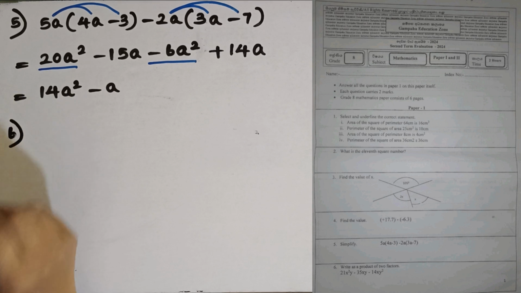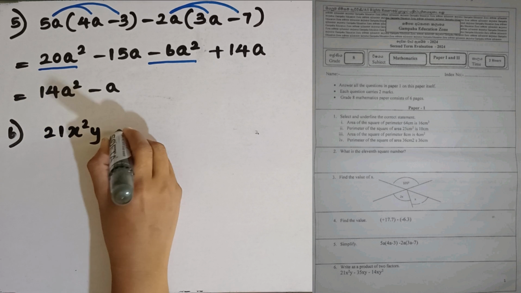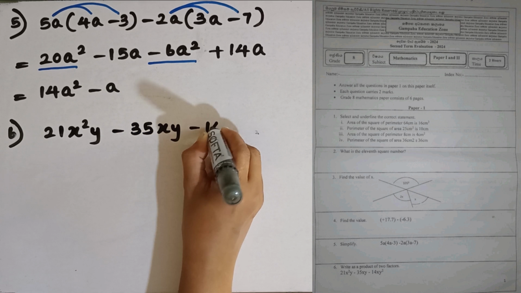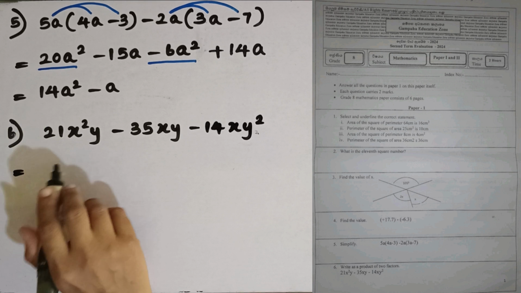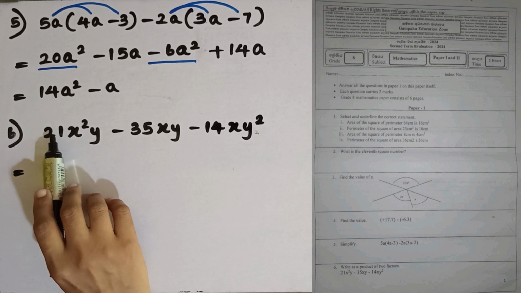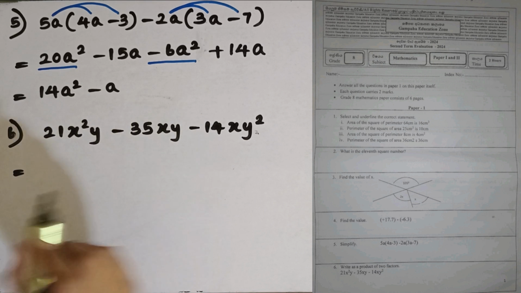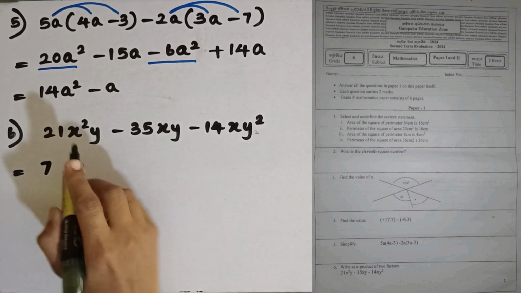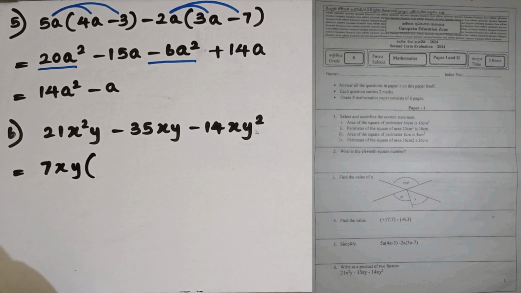Question number 6. Write as a product of two factors. We are given this: 21x squared y minus 35xy minus 14xy squared. What is the common factor here? When we take the numbers 21, 35 and 14, they are multiples of 7. So we can take 7 out. Then x is also common here. Then y is also a common factor. Then 7xy can be taken out.